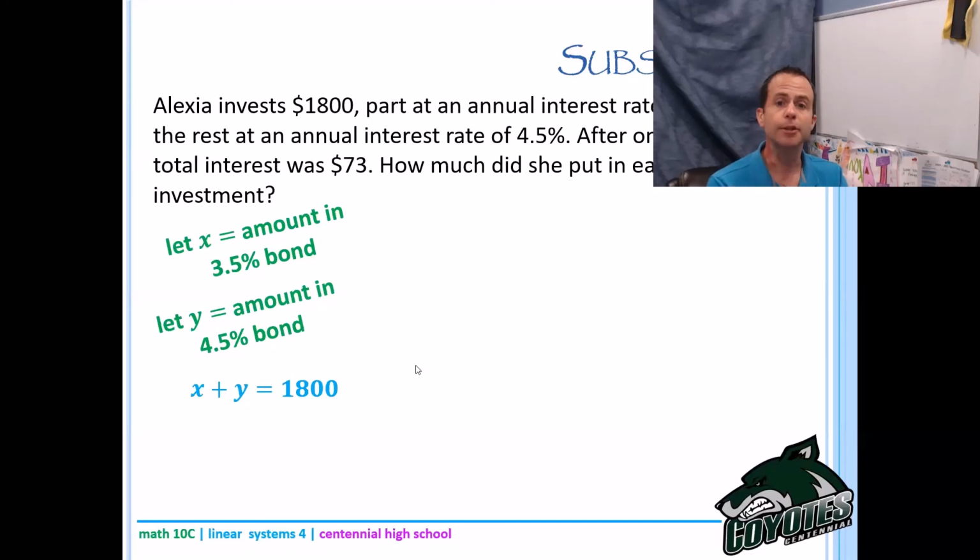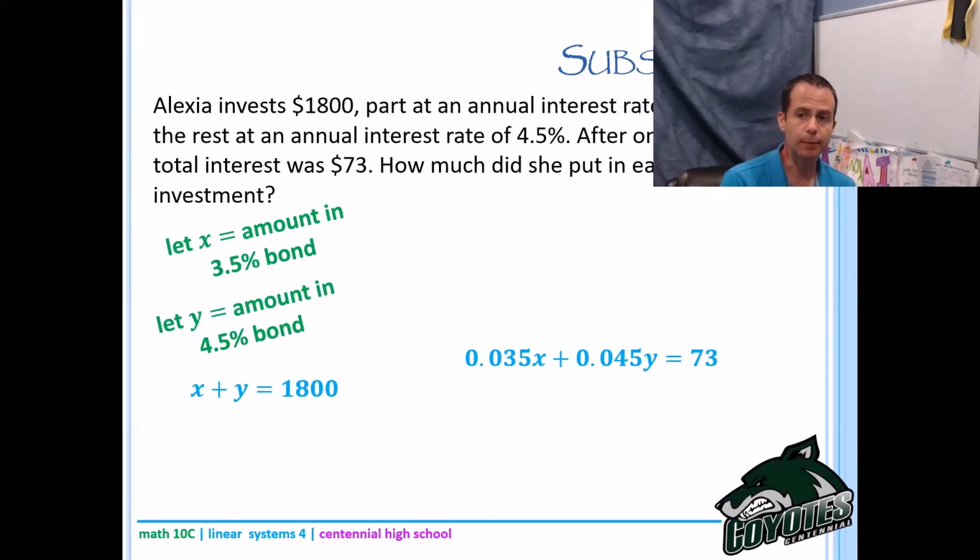Now, how much did I put into that bond? Well, I put X into that bond. I don't know, that's my unknown. So the amount I earn in interest would be 0.035X. The amount I earn in interest on the second bond would be 0.045Y. And then the total amount of interest is 73. So that equation becomes 0.035X plus 0.045Y equals 73.